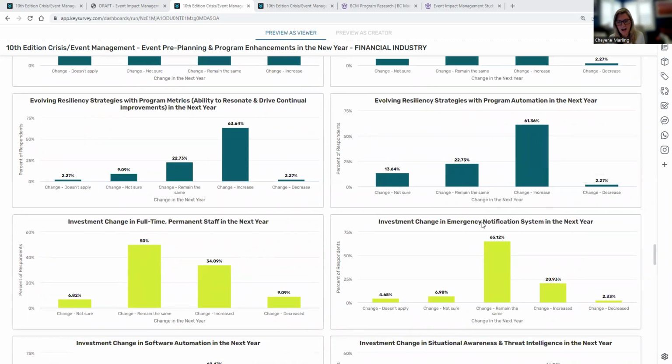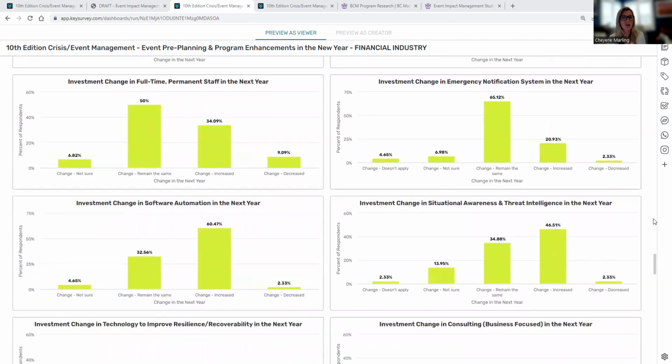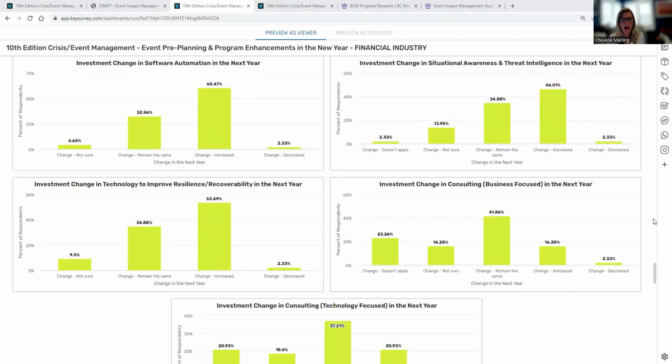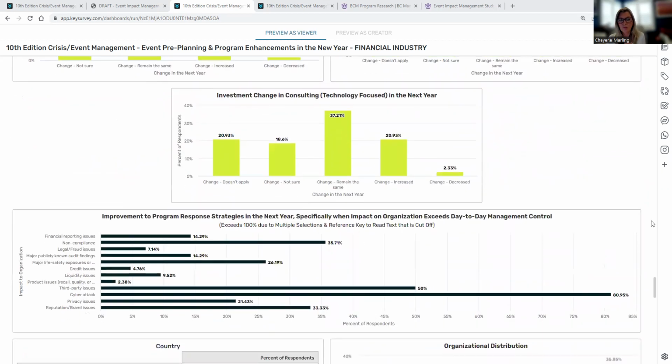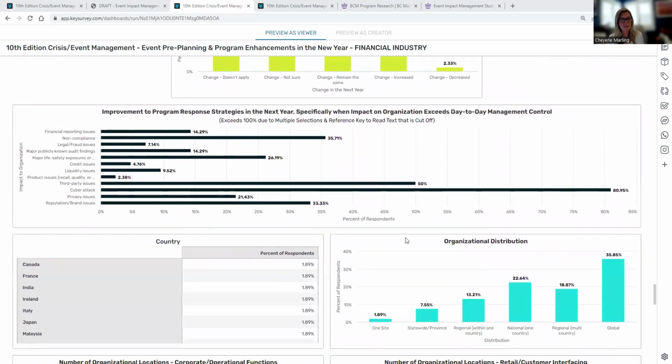From permanent staff, emergency notification, software automation, consulting opportunities, improvement to the program strategies, specifically looking at legal and fraud issues, liquidity issues. So great data, again, to think about your organization, and then again, how you compare to your peer group.